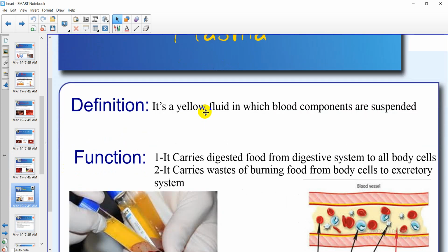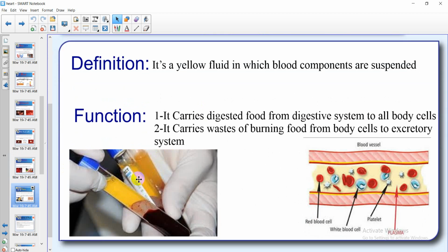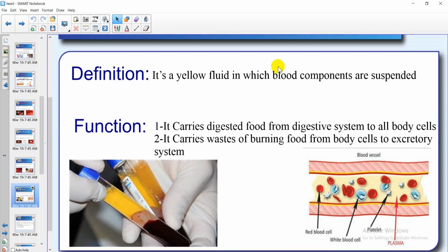After this, plasma, and it is yellow like this, a yellow fluid in the blood component, and it suspends all the components of the blood inside it. It carries digested food from the digestive system to our cells, and it carries carbon dioxide and the wastes of burning of the food from my body cells to move them outside our body.